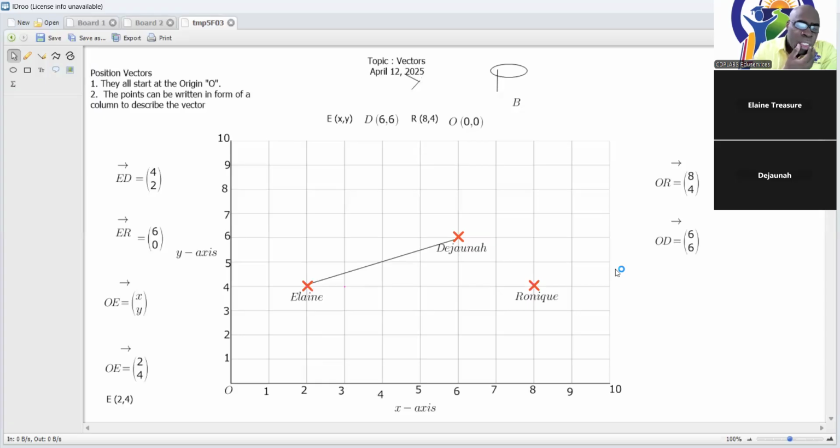Very good job. Now, Elaine, coming back to you now. Before going further, the ED and the ER, those types of vectors, are what we call displacement vectors. What are they called? Displacement vectors. Good.